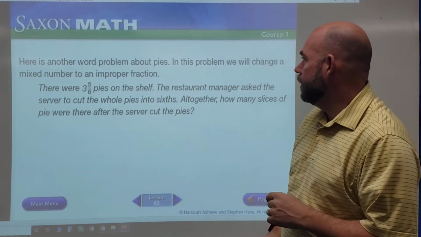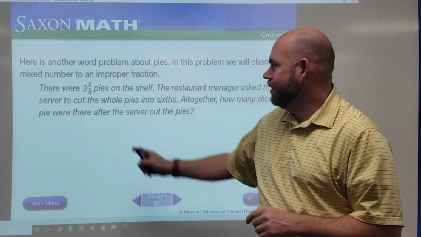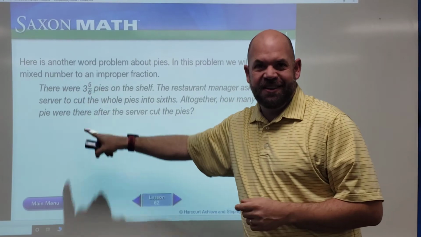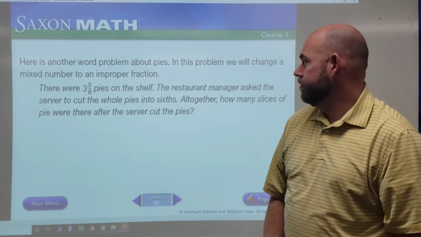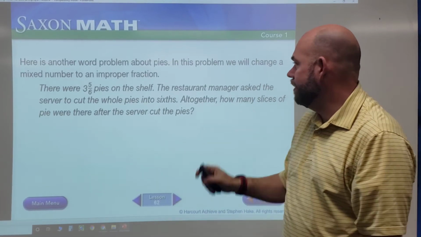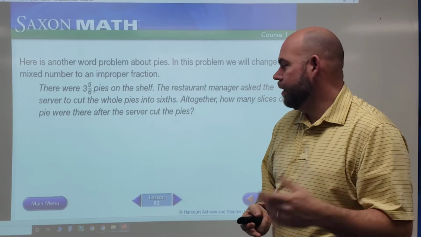All right, so we're going to change a mixed number to an improper fraction. There's 3 and 5/6 pies. So that means that the pies are being cut into 6 slices. Those are pretty big slices of pie. The restaurant manager asked the server to cut the whole pies into 6. Altogether, how many slices of pie were there after the server cut the pies?